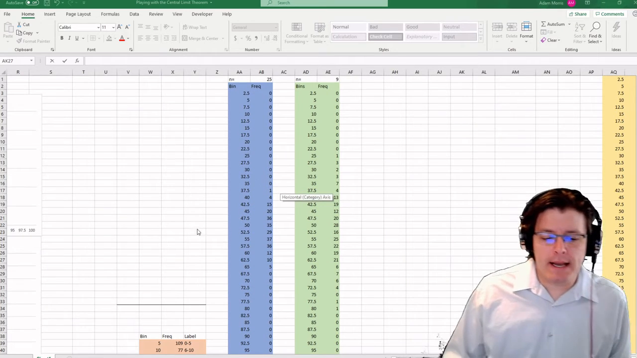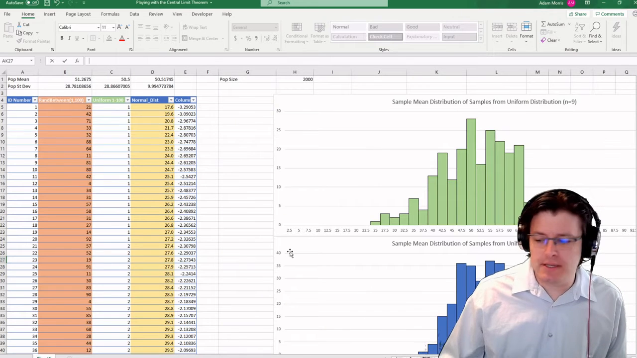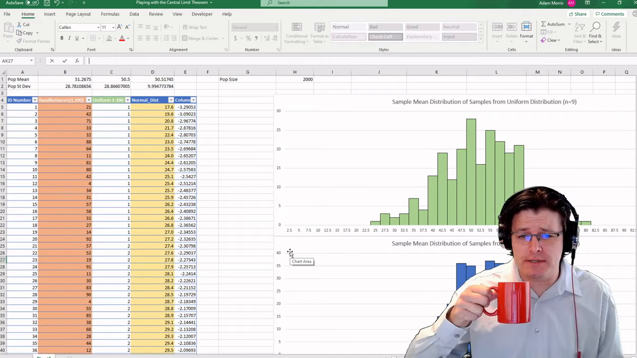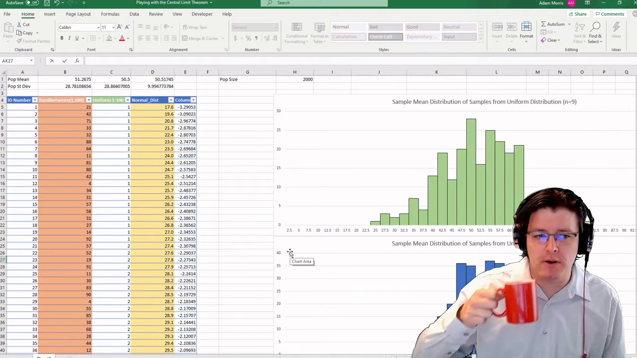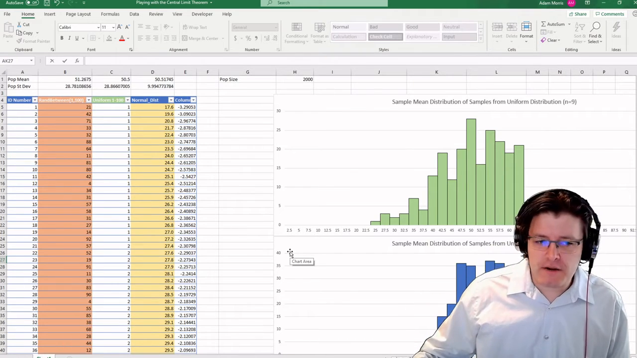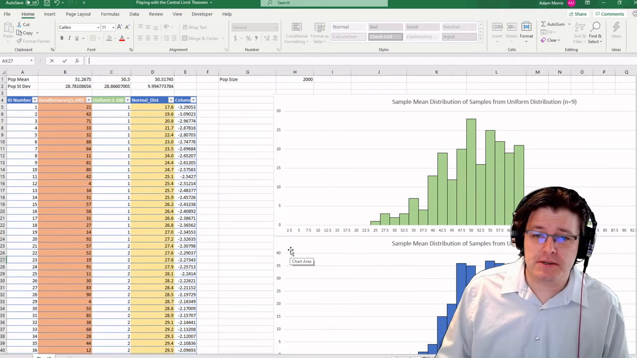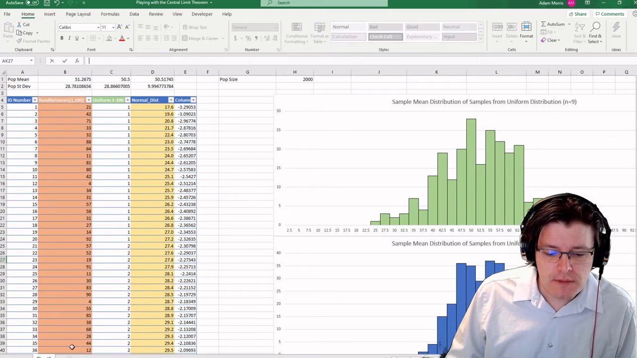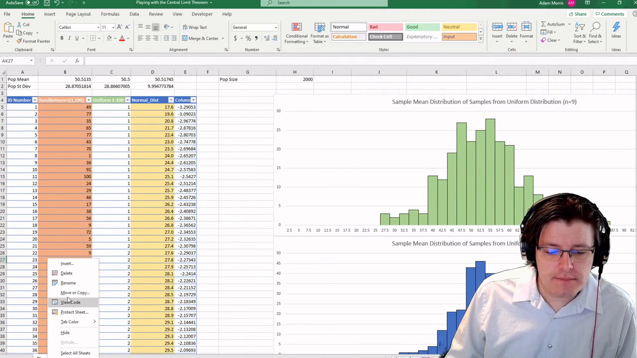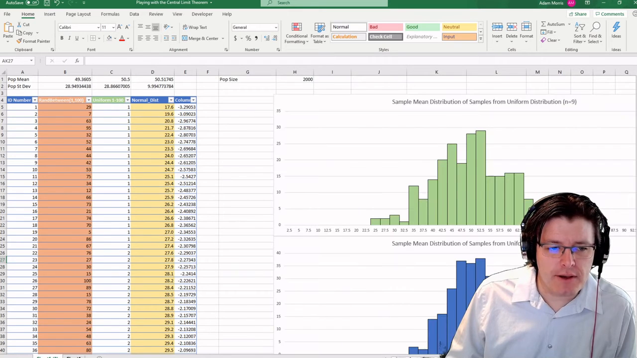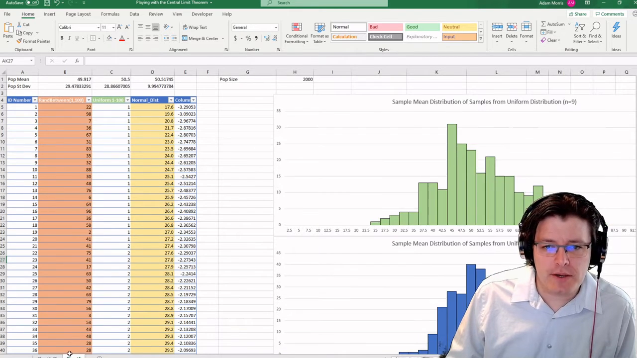There's a lot going on in this file, and always feel free, it's uploaded to Canvas. So if you mess something up, you can always re-download it and start fresh. Or as we talked about in previous weeks, you can always make a copy of the sheet. If you go down to move or copy, create a copy, you have a new sheet to mess up, and you can always jump back to the last.